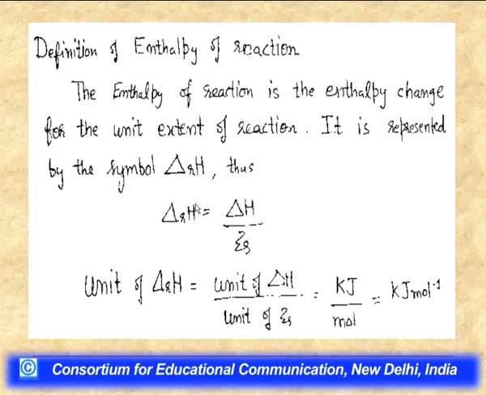Now let me specify that this delta RH is nothing but the symbolic representation for reaction enthalpy, or the enthalpy of reaction, and that is equal to delta H, the enthalpy change of the system, divided by the extent of reaction xi. So the unit of delta RH is equal to the unit of delta H divided by the unit of xi, and the unit of delta H is kilojoule and the unit of xi is mole, and therefore it should be made very clear that the unit of delta RH is kilojoule per mole.